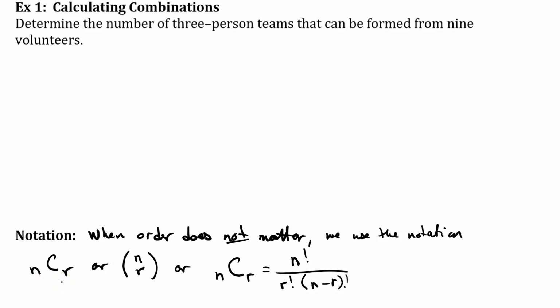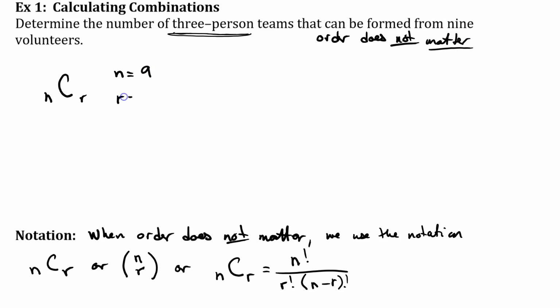So, given that we know this formula now, let's apply it to this question here. Determine the number of 3-person teams that can be formed from 9 volunteers. So it's just like teams. Bobby, Joe, and Sally are the same team as Sally, Bobby, and Joe. Order does not matter. So that's when we would use our combination. So we would use nCr, where n is the total number that we can pick from, which is 9, and r is how many we want to pick, so that's 3.